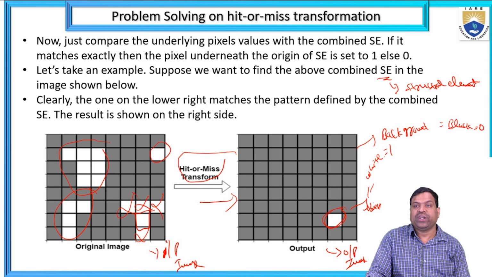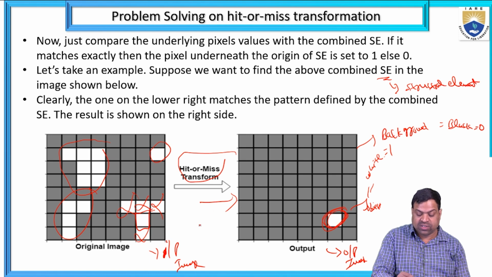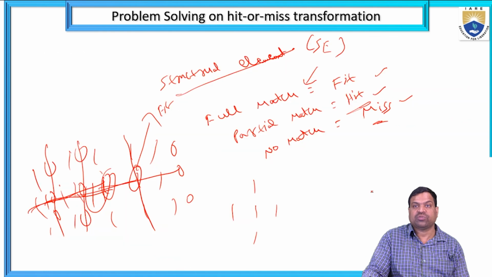And here is an example to find the combined structuring element in the image shown below. One lower right match of the pattern defined by the combined structuring element, the result is shown on the right side. Okay, it is the output of highlighting. So all the remaining background is not highlighted. It is the hit or miss transform.